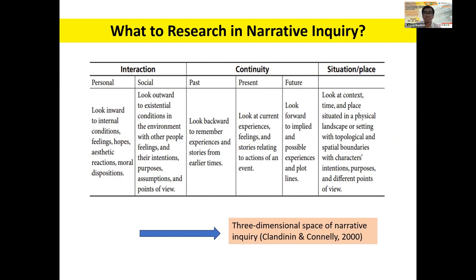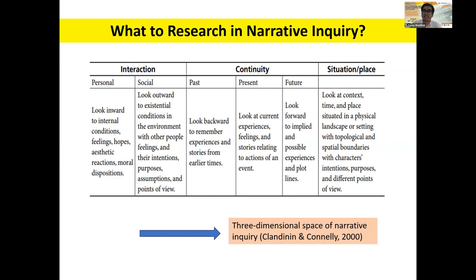And the next one is the social aspect or social point. You have to look at the surroundings, the environment, and how the surroundings give influence in terms of feelings, intentions, purposes, assumptions, and mindset or points of view. So in the social aspect, when you are conducting narrative inquiry, you also need to focus on the environment and how the environment gives influence on your research participants' feelings, intentions, values, or life.